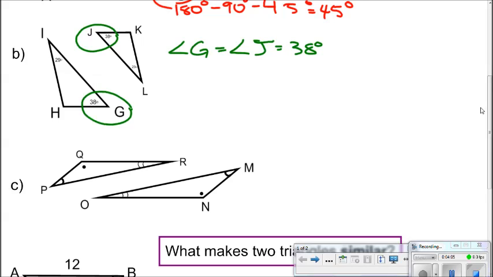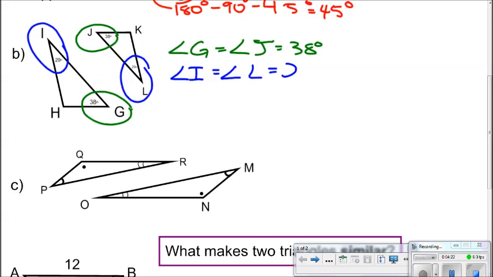And so they're both 38 degrees. Then we investigate the other angles, and I and L are similar. They are both 29 degrees. Because I and L are the same and G and J are the same, H and K will be the same, because there's no other way to make 180 degrees other than using those same three numbers. Once you have the two values, the third one pretty much has to be the same.